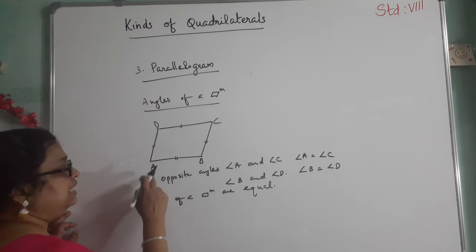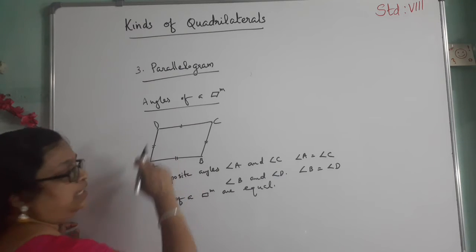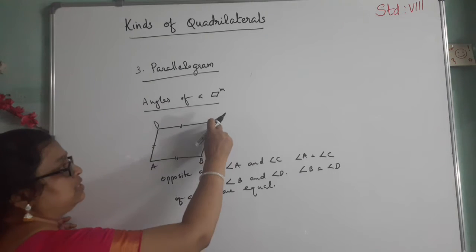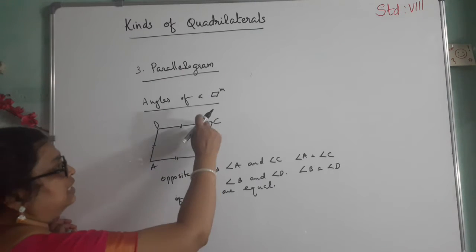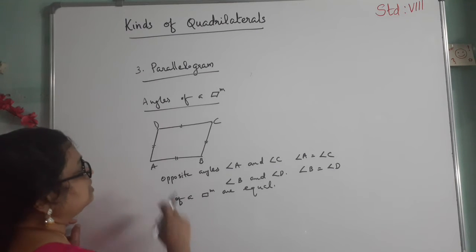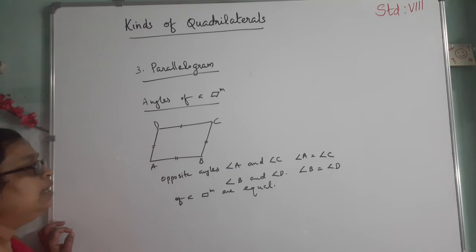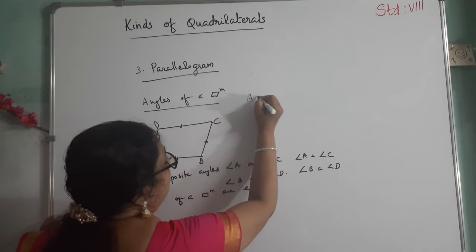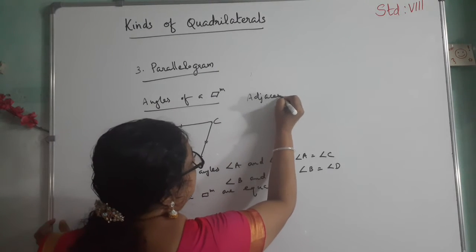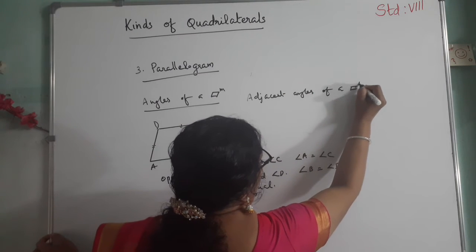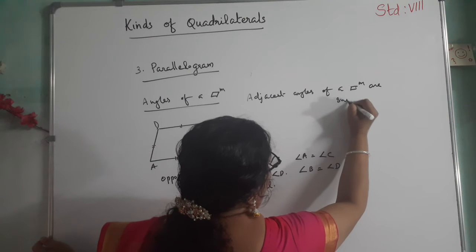What about the adjacent angles? To A, B and D are adjacent. To B, A and C are adjacent. To C, B and D are adjacent. To D, C and A are adjacent. That is the adjacent angles. So the adjacent angles of a parallelogram are supplementary.